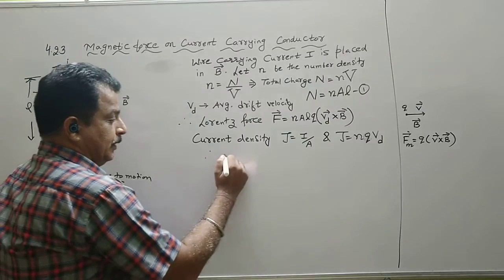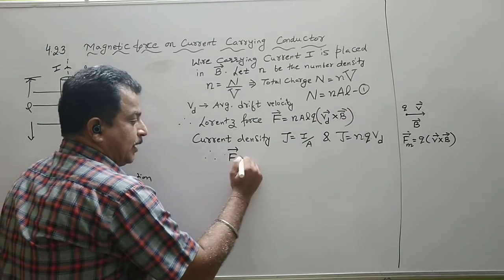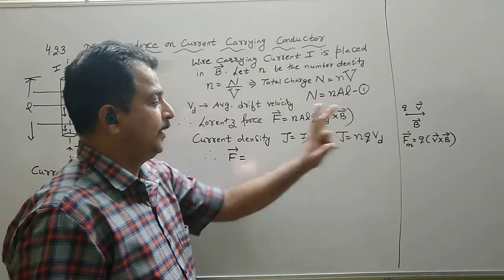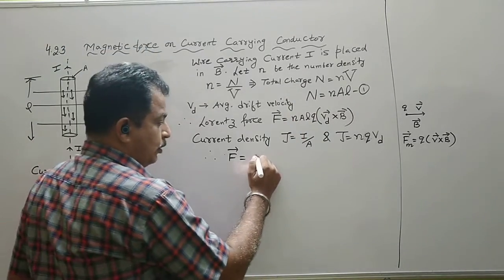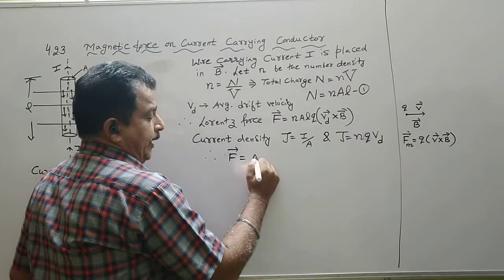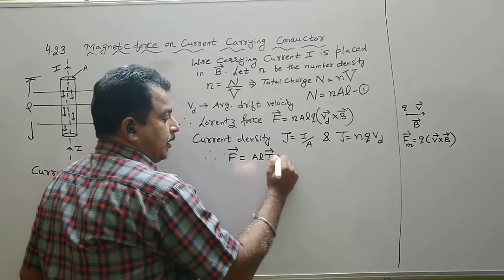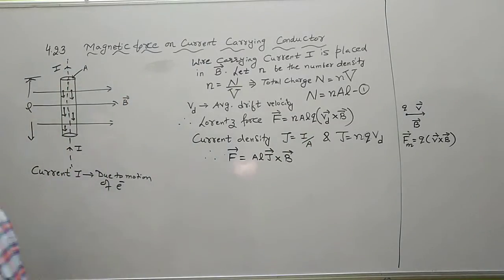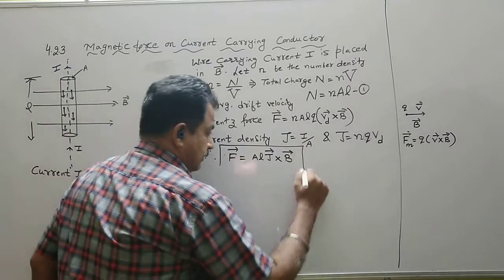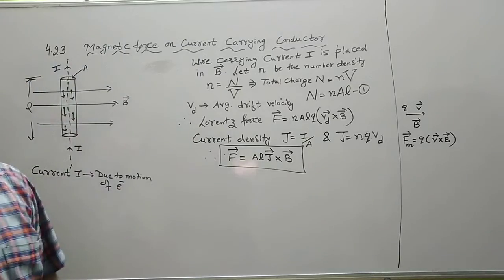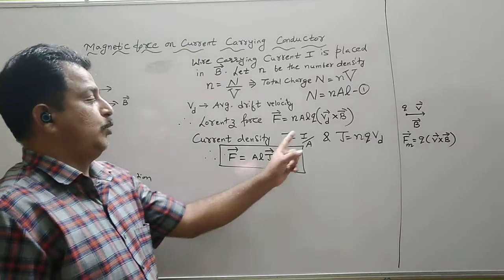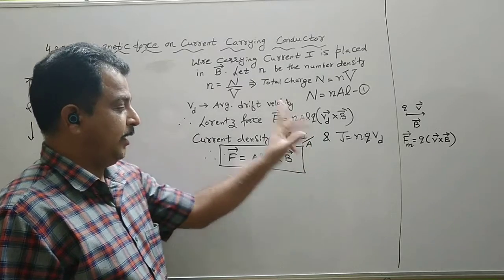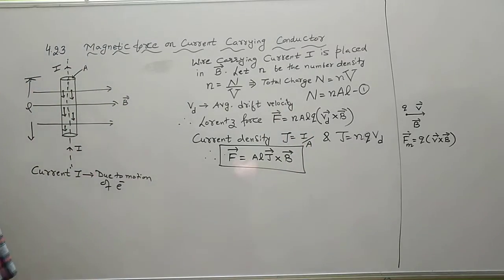Therefore, the F vector can be written as, in the place of nqvd, I can write J. So it is AL J vector cross B vector. This is in terms of the current density. Now J is equal to I upon A, or J multiplied by A can be written as I.